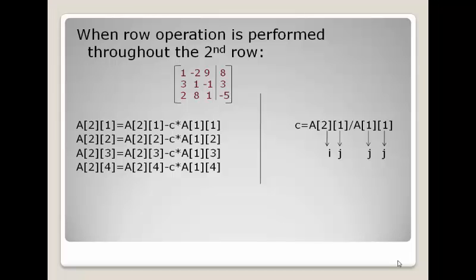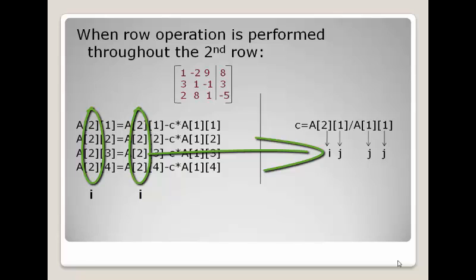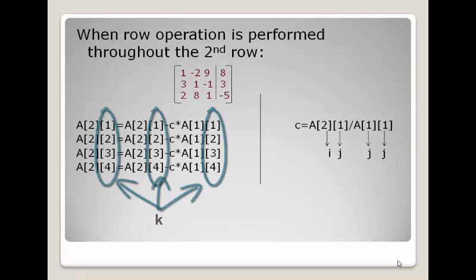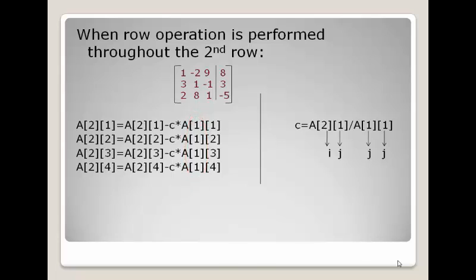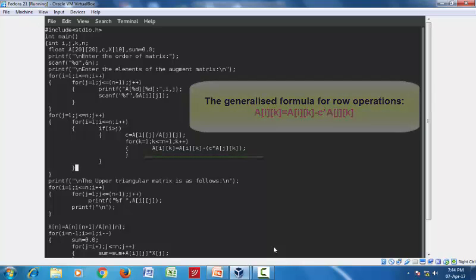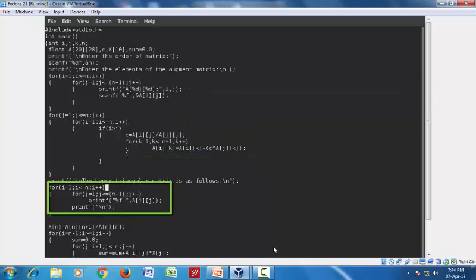Just see this, the i which we are using in c of a of ij divided by a of jj, the similar i is being used in the left hand side of the equation as well as in the right hand side of the equation with the first term, and k is these terms and the j is used over here. Similarly over here. Okay, so we have made an upper triangular matrix. This is another for loop which will show us the resultant upper triangular matrix.